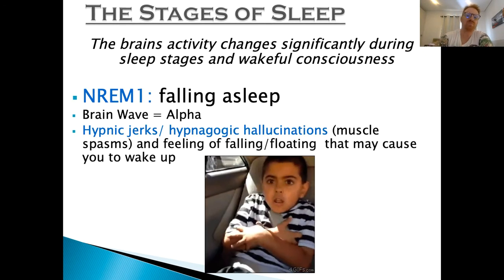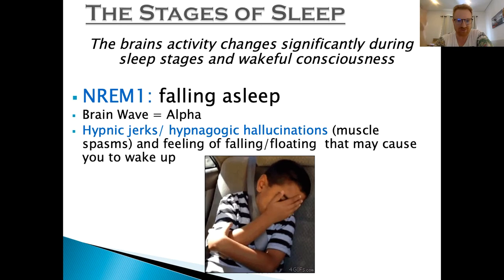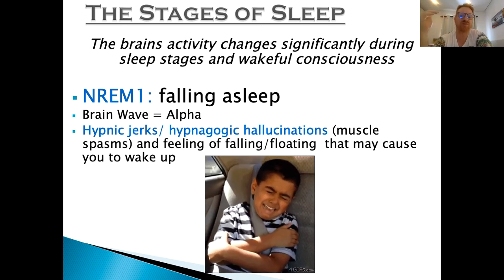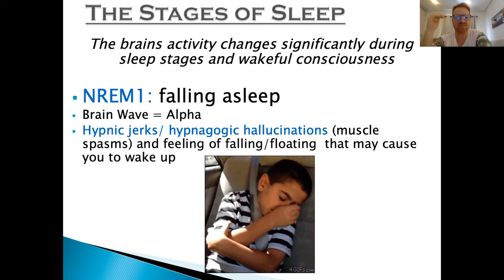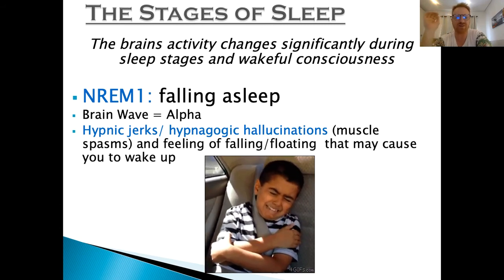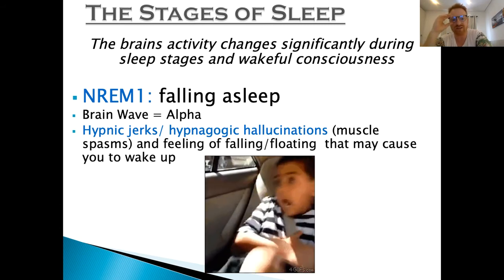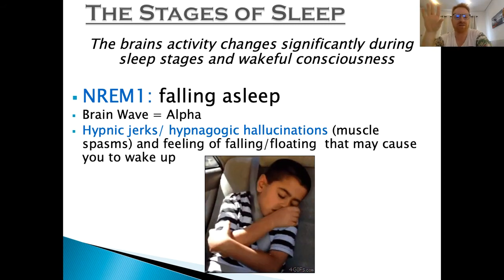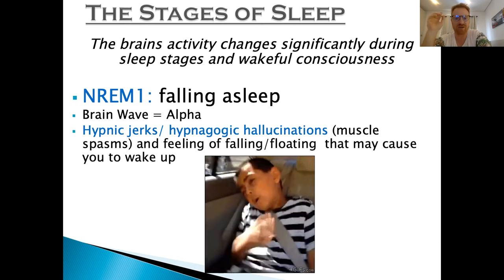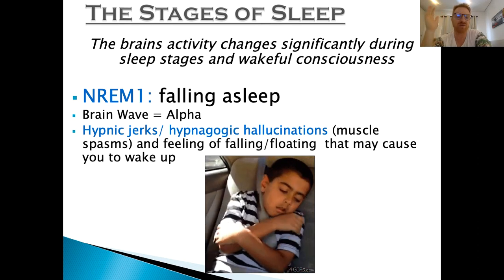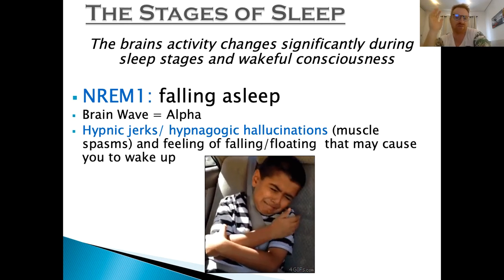So the brain activity changes as we get through all the different stages. As you first fall asleep, you're in NREM 1. That's like you're just falling asleep, those beginning stages of falling asleep. So we're in alpha brainwave activity. A couple of the phenomena that you need to know for this stage are hypnic jerks and hypnagogic hallucinations. Essentially, hypnic jerks are like muscle spasms that we sometimes have.